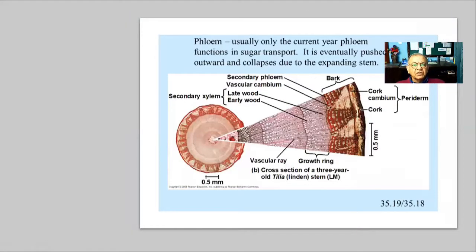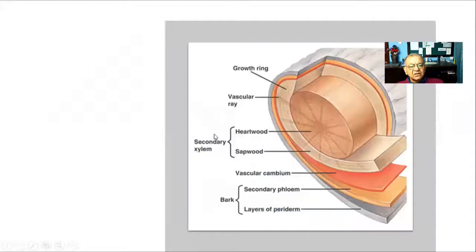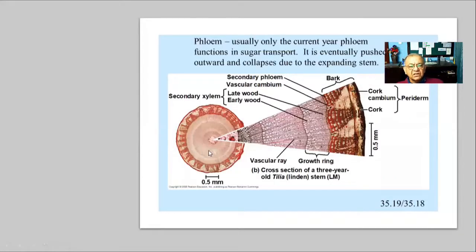Okay, so here in this slide, you can see these annual rings. Now, when you look at this wood, you have to first locate where the vascular cambium is. So my pointer here is at the vascular cambium. From here to here is 1 year growth. From here to here is the 2nd year growth. From here to here is the 3rd year growth. So you can say that this is a 3-year-old stem.